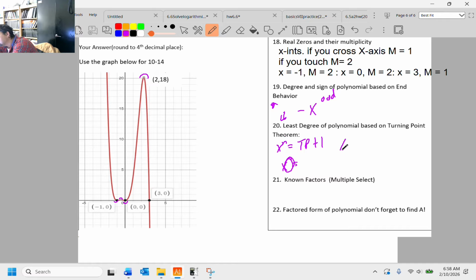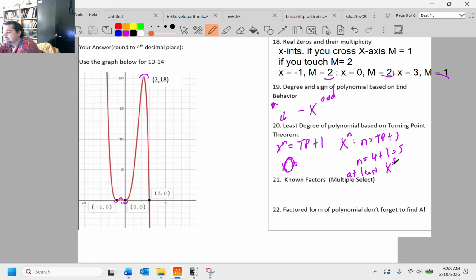Sorry, let me rewrite this. When we talk about x to the n is the TP plus 1. So I have 4 turning points. And I add 1, I get 5. This is at least x to the 5th. And if you just take your numbers up here, 2 plus 2 plus 1, by golly gee wow, it's 5 if you add them together.